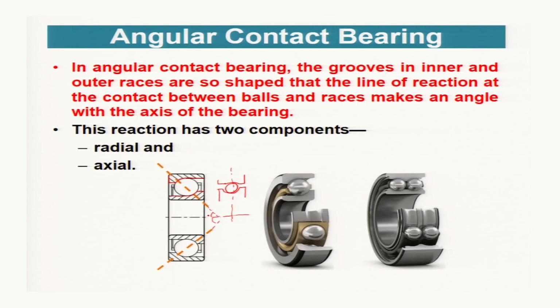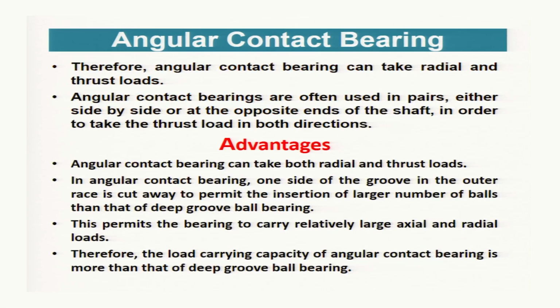This reaction has two components. So this contact reaction has two components, one along the radial direction and another along the axial direction. Therefore, angular contact bearing can take radial and thrust loads both. Angular contact bearings are often used in pairs, either side by side or at the opposite ends of the shaft, in order to take the thrust load in both directions.